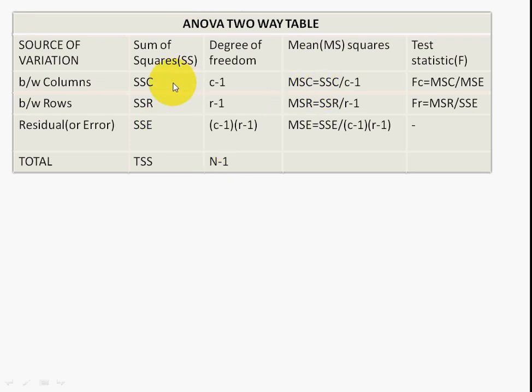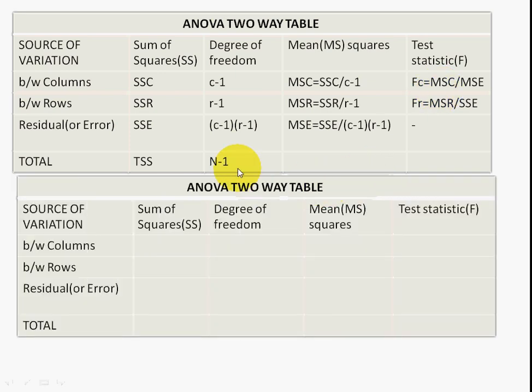Similarly MSC is nothing but SSC by C minus 1. MSR is nothing but SSR by R minus 1. MSR means mean squares between rows. Okay. Similarly MSE. While doing the problem we come across SSC, how much? 18. Degree of freedom, how many columns are there? 4 columns. Therefore 4 minus 1 stands for 3. Mean squares, 18 by 3 formula. Therefore 18 by 3 is nothing but 6.